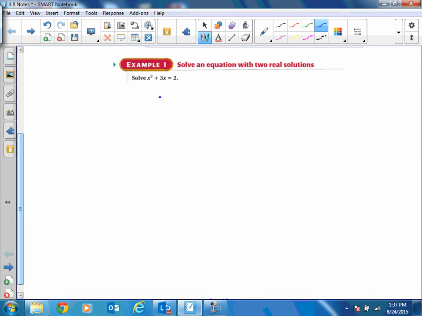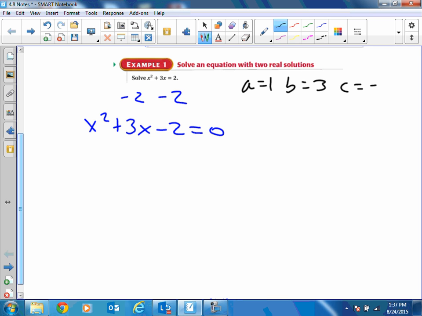So we have to subtract 2. Subtract 2, so we get x squared plus 3x minus 2 equals 0. Then if you want to write out your a, b, and c, you can. A equals 1. B equals 3, C equals -2.